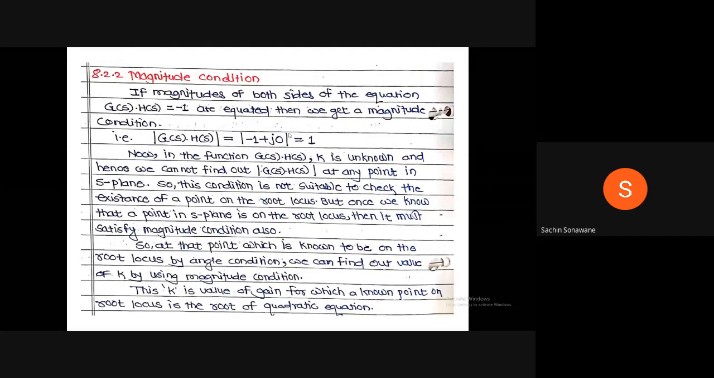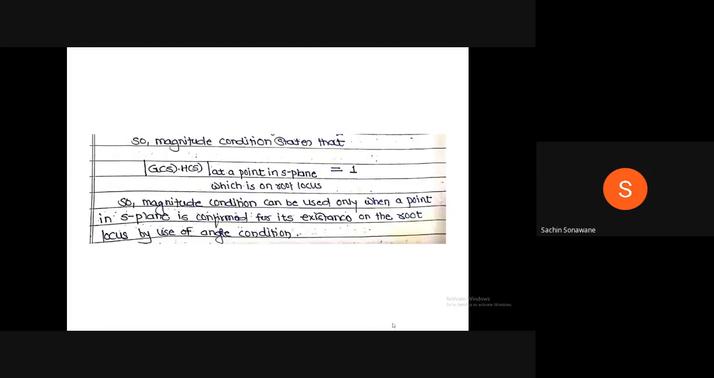But once we know that a point in the S plane is on the root locus, then it must satisfy the magnitude condition also. So at that point which is known to be on the root locus by angle condition, we can find out the value of K by using magnitude condition. This K is the value of gain for which a known point on the root locus is the root of the quadratic equation. So magnitude condition states that mod of G(s)H(s) at a point in the S plane which is on the root locus is equal to 1. So magnitude condition can be used only when a point in the S plane is confirmed for its existence on the root locus by use of angle condition.